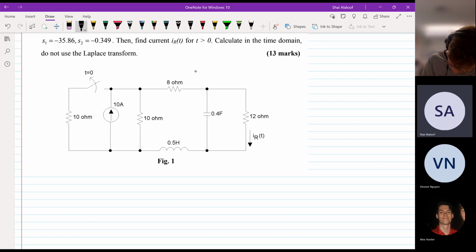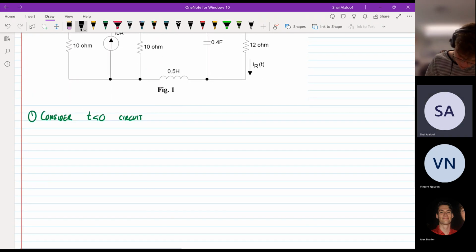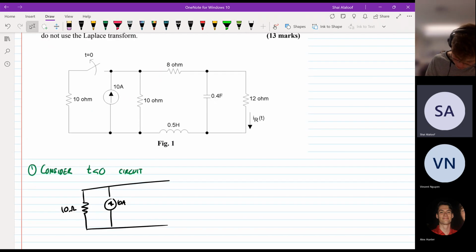Well, I would probably consider the t less than 0 circuit first. So consider the circuit when it has been in this position for a very long time. So the switch is closed. For a steady state, we're assuming infinite time, as silly as that sounds. So I'll just quickly draw the circuit. I do find that it's helpful drawing the circuit, even though it's mainly just redrawing what they've got on the question.